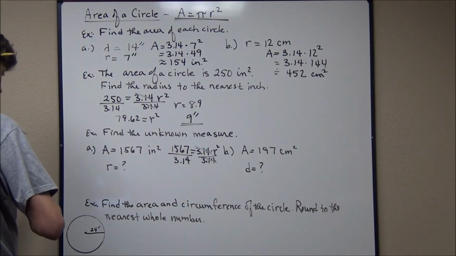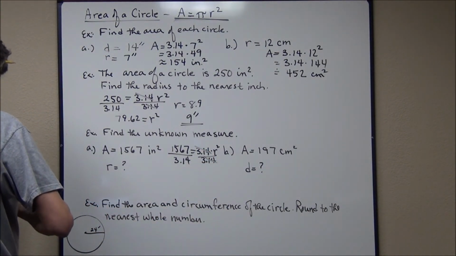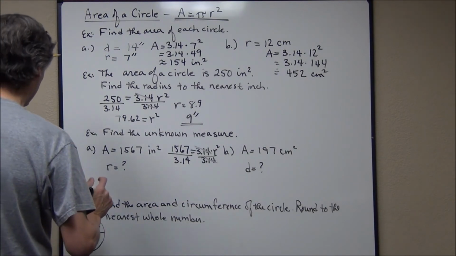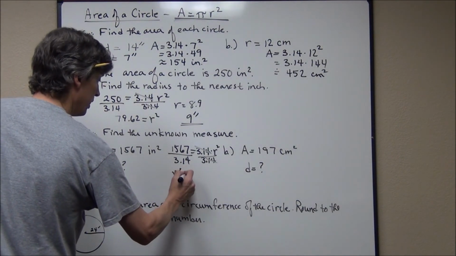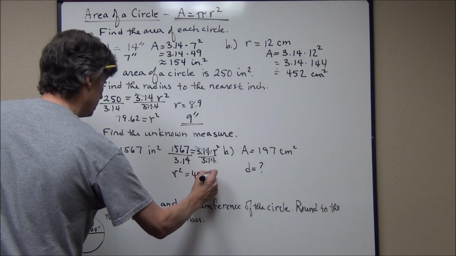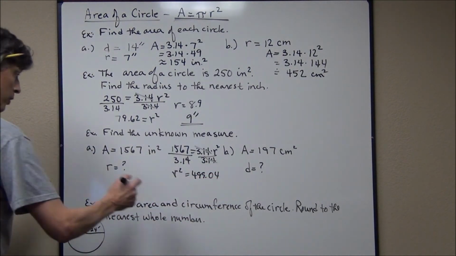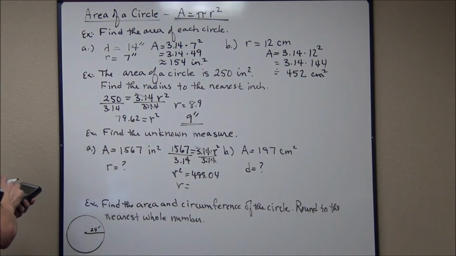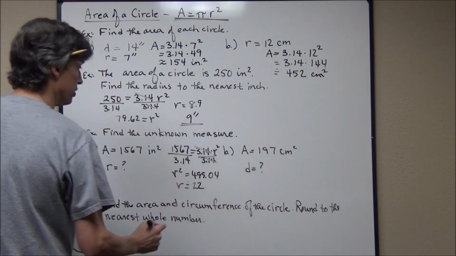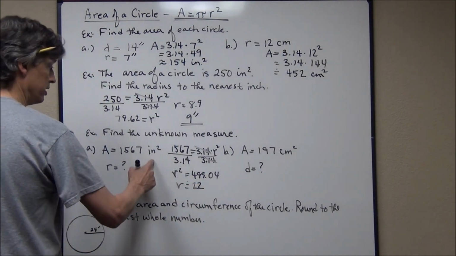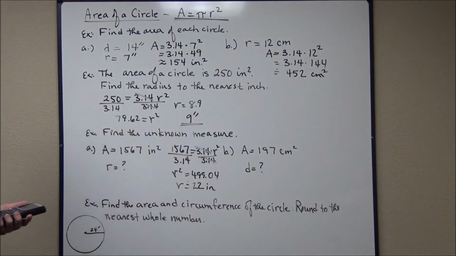and 1,567 divided by 3.14, I get 499.04. So I have r squared equals 499.04. I'm going to take the square root of that to find r. So when we clear that out, square root of 499.04, and I get 22.33, or in this case, I'm rounding it to the nearest whole amount, 22, and this is in inches. That's the radius.